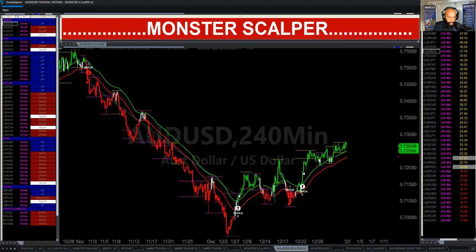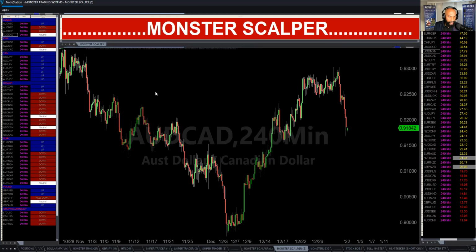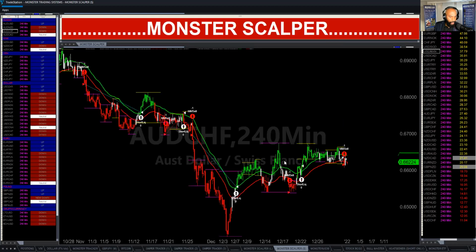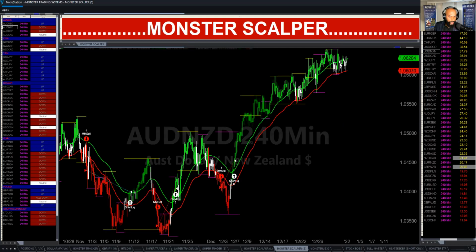And let's take a look at Aussie dollar. All right, so this is a concern, you guys. This is in the markup phase. Let's analyze this for a second. It's all about managing risk, and we want to see where the whole group is going in the same direction. So Aussie CAD is early in the move down. Aussie Swiss is still holding, still consolidating. Aussie New Zealand is still moving to the upside.